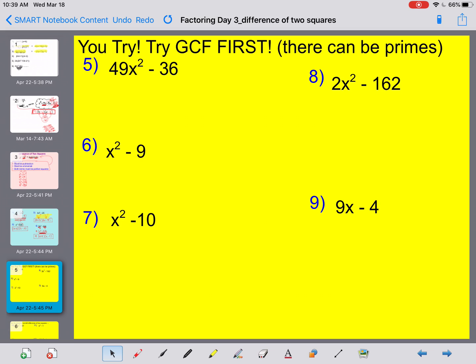All right, so you're going to try these problems, pause the screen. Always ask yourself, is there a GCF first? Okay, one of these problems is prime. Go ahead, pause, try them, and then come back.